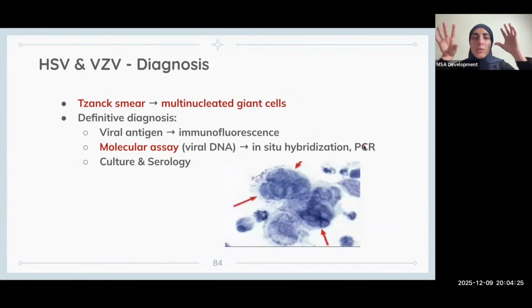So how do you diagnose herpes simplex virus and varicella zoster virus? Molecular assay to look for viral DNA, okay? And a classic description that you would see in exam questions is a Zank smear with multinucleated giant cells. Just this picture, all right? Know the pictures. You can also do culture and serology, but they're not done clinically. They're only done for research purposes. But just here for completion's sake, okay?